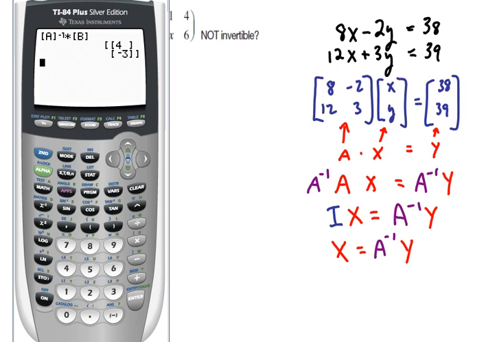Now this could not be done if there was no inverse to A. So if I did second matrix A and then inverse, that gives me the inverse of the matrix A. But if it wasn't invertible, I would not get that back, and I could not carry out this algebraic solution of that system of equations using matrices or using any method. So we'll continue in the next video.